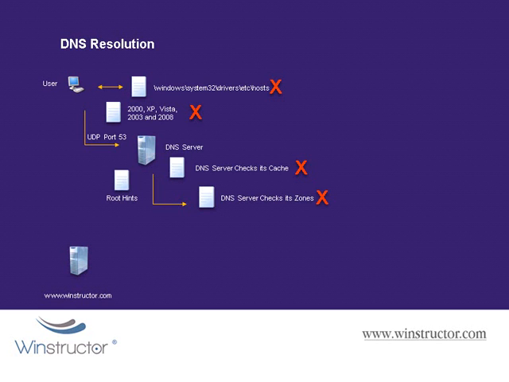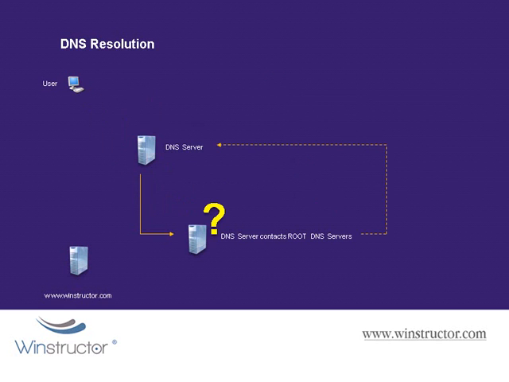So, it checks its root hints file for the IP addresses of the root DNS servers, and then it attempts to contact them. The root DNS servers don't know the IP addresses of winstructor.com, but they do know other servers that may know. So, it's going to send back the IP addresses of the DNS servers that are authoritative for the .com domain. So our DNS server now can send a direct request to these .com DNS servers.